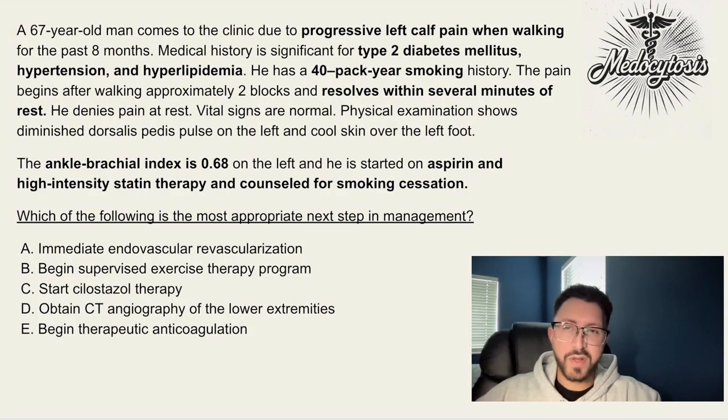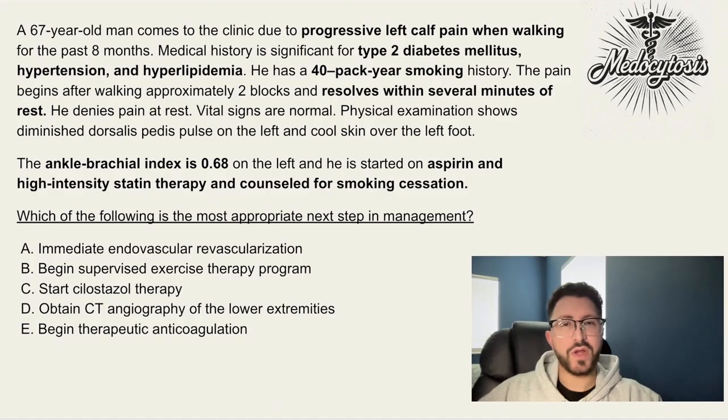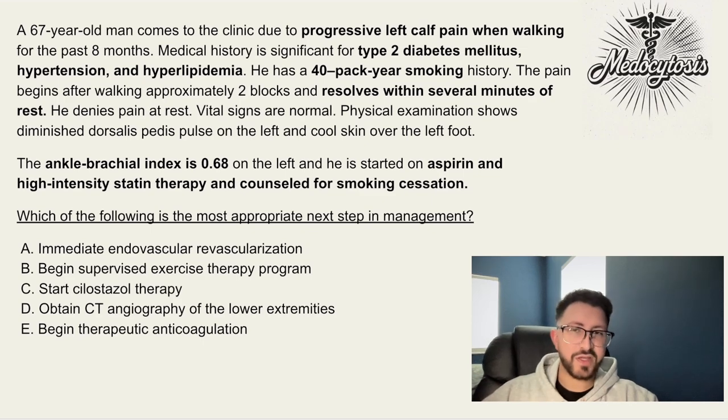So for the next thing, I'm going to do C and B together. So C, start Cilostazol therapy. This could be a potential answer and is one of the treatments for PAD. However, you want to do B first. You want to start a supervised exercise therapy program. So why do you want to do this? Do you want to give your patient medication right away? Or do you want to see if they do some sort of activity and it gets better without the medication? Obviously, you want to do the exercise instead of the medication because it's easier and they don't have to take it for the rest of their lives, correct?